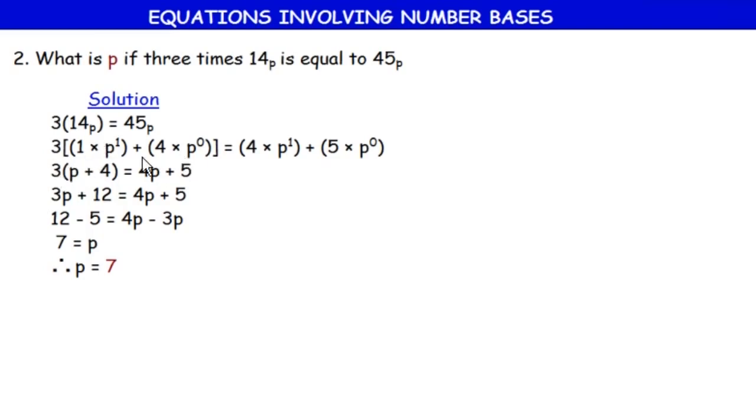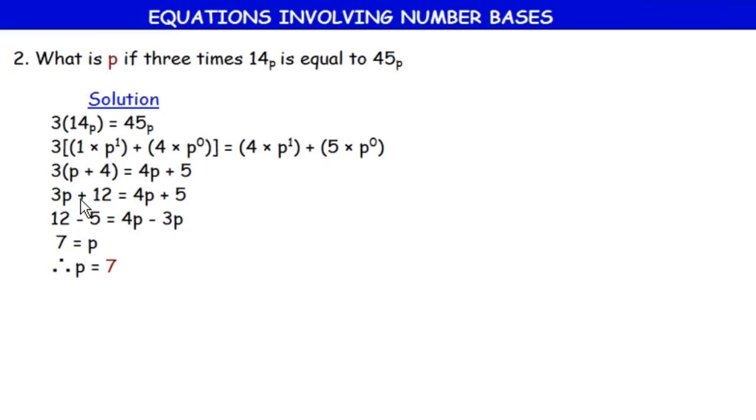Then we just solve the bracket. So we are going to have 3 into brackets p plus 4, because 1 times p to the power 1 is p, and 4 times p to the power 0, that is 4 times 1, it is still 4. So that is for the left side, right? To the right side, 4 times p to the power 1 is still 4p. 5 times p to the power 0, so 5 times 1 is 5, right? So from here we just expand the bracket. So we are going to have 3p plus 12 is equal to 4p plus 5.